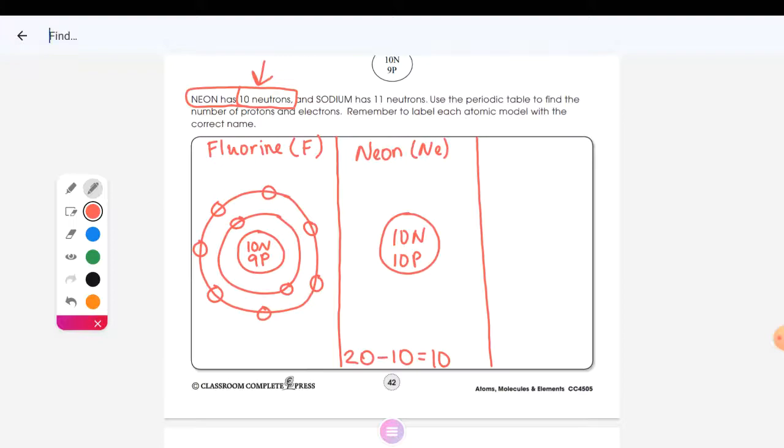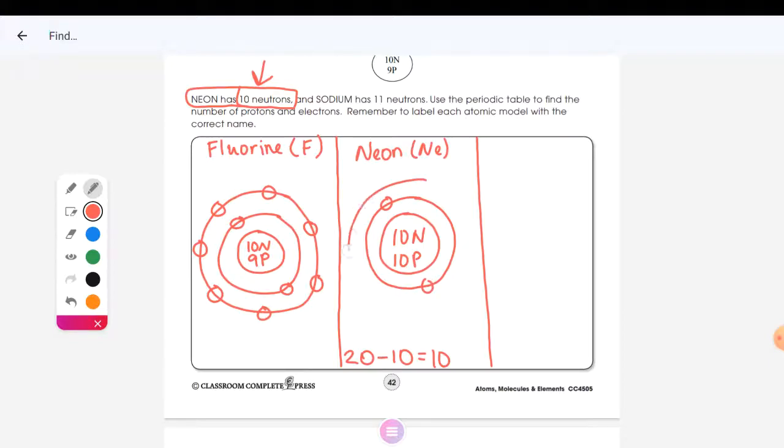How many electrons, Dominic? How do you know? Who can answer that? How do we know there's 10 electrons, Dom? Because there's the same amount of electrons as protons. Yes, protons is the same as electrons. So we draw one ring. How many electrons do I put on my first ring? 2. Just 2? 1, 2.